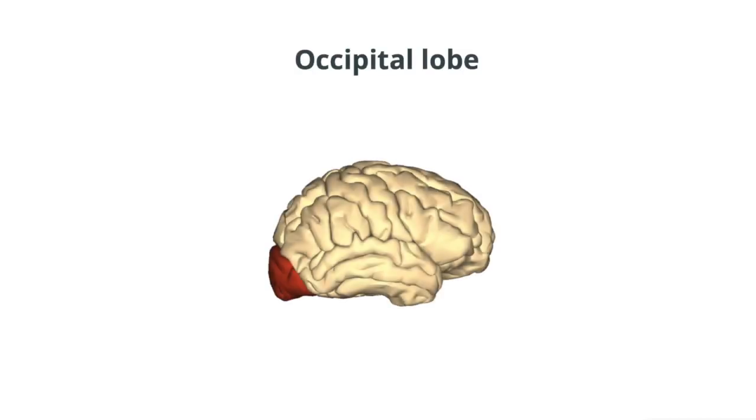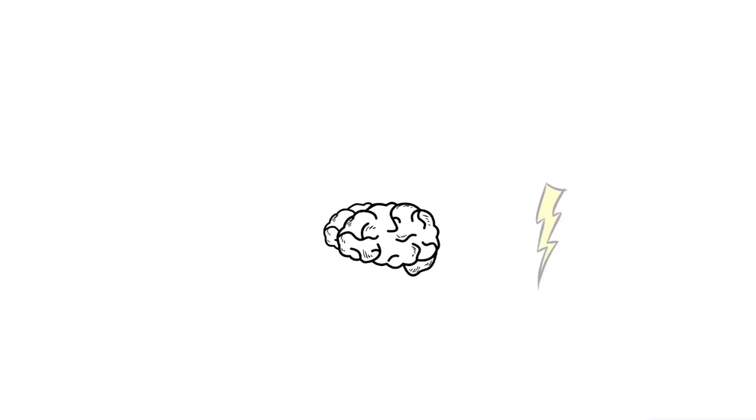The third section or lobe of the cerebrum is called the occipital lobe. The occipital lobe is located at the back of the cerebrum and is primarily responsible for vision. This part of the brain is the part which receives the electric signals from the retina of the eye.